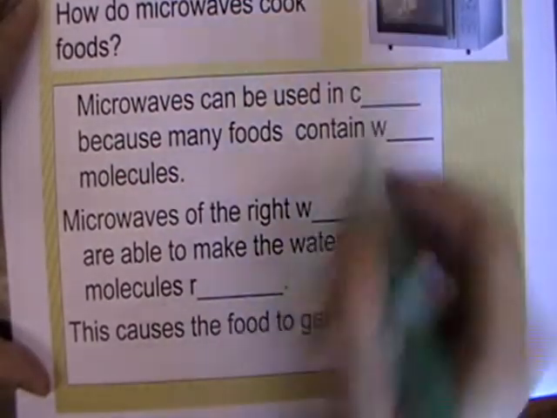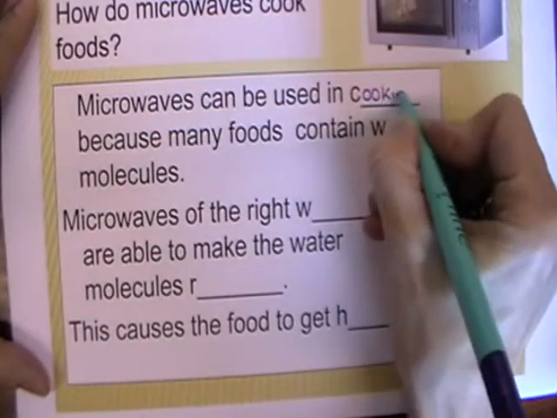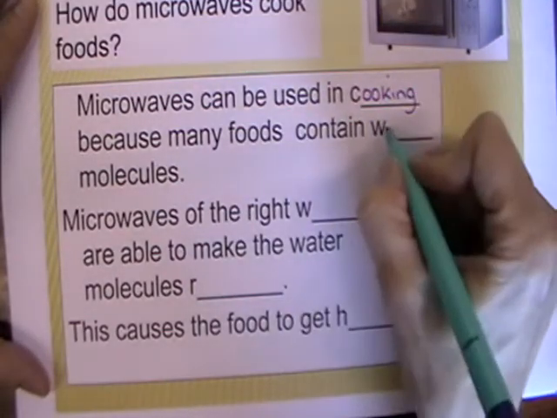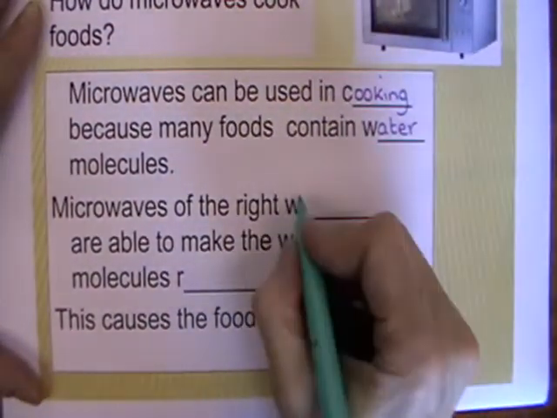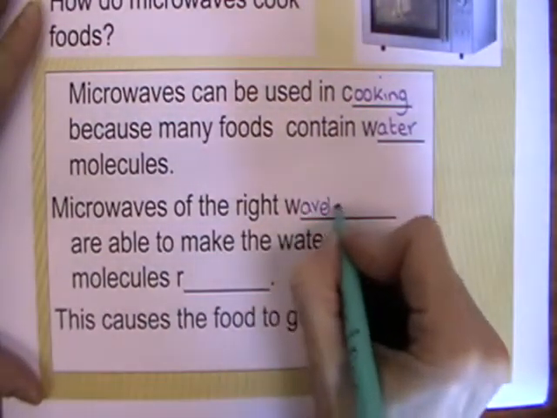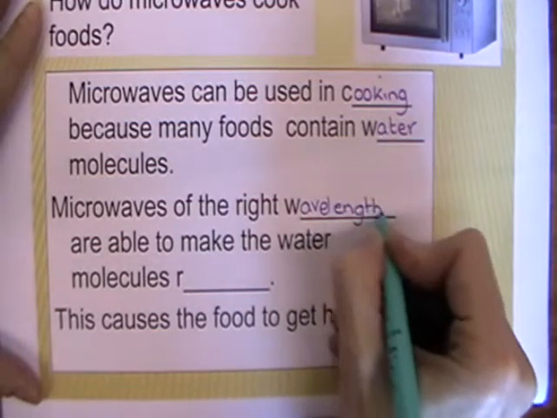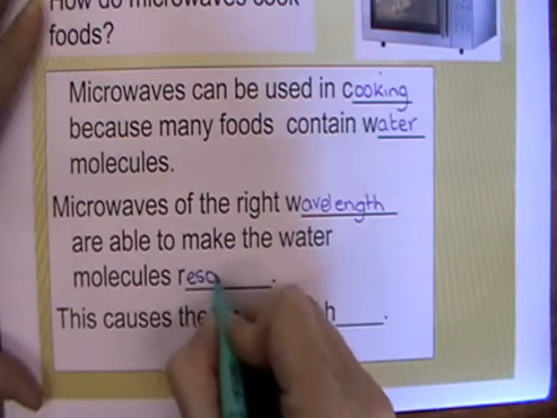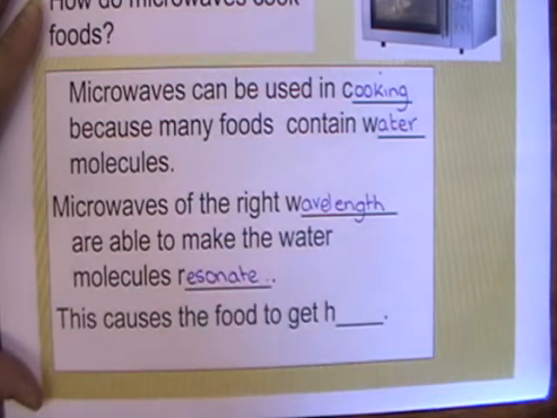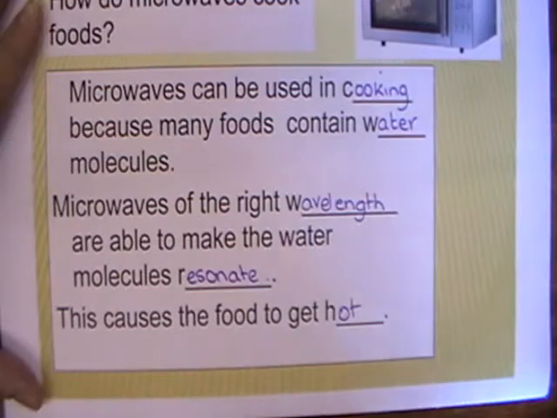Microwave ovens can be used in cooking because many foods contain water molecules. Microwaves of the right wavelength are able to make the water molecules resonate or vibrate, and this causes the food to get hot.